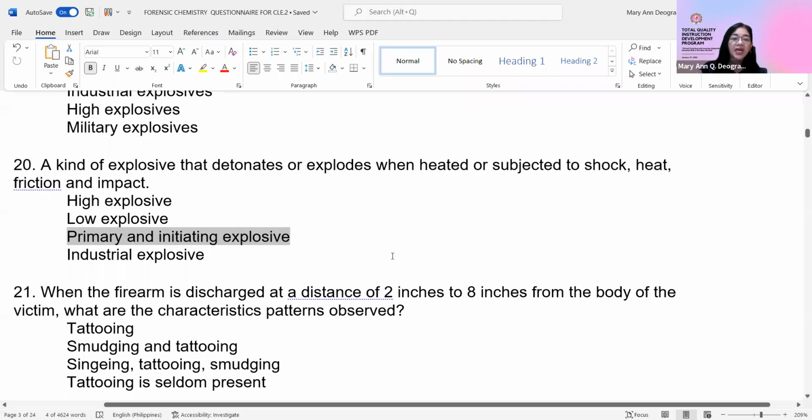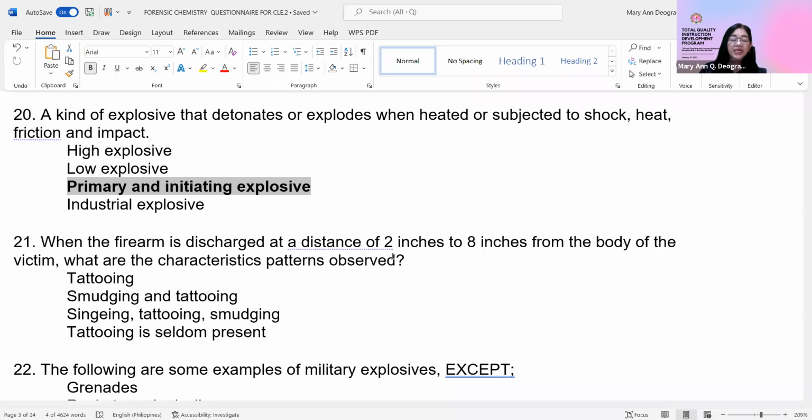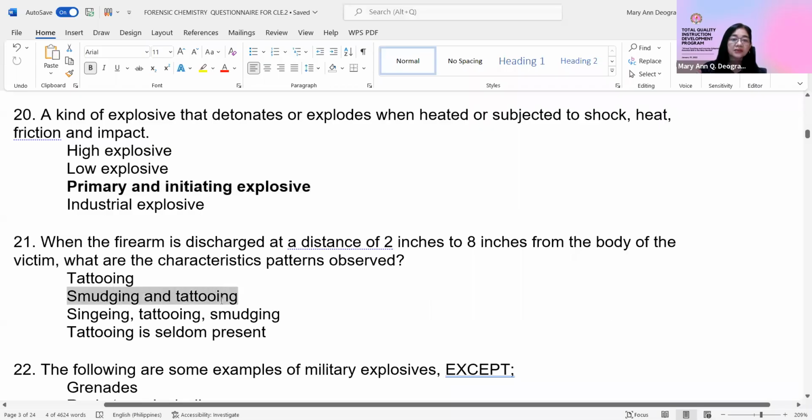Okay. Now, when a firearm is discharged at a distance of 2 to 8 inches from the body of the victim, what are the characteristic patterns observed? Nasabi ko kanina. So, it is smudging and tattooing. Okay, ito yun. So, ito yung sagot.